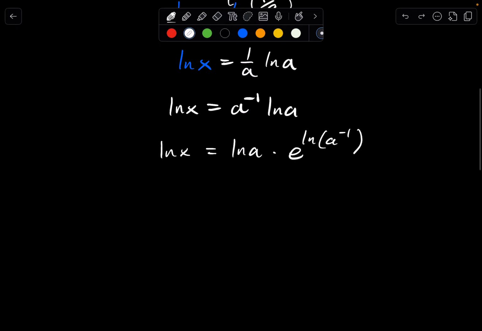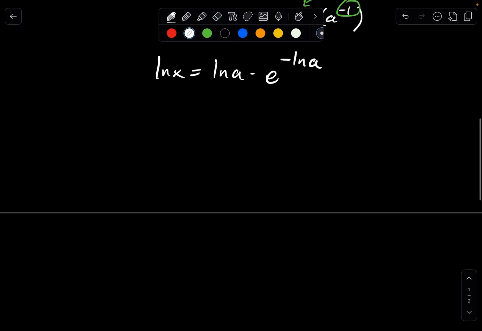And we'll see why we did this in just a sec. These cancel, so it's perfectly equivalent. Now, if you notice, we can bring this exponent down since we have an ln here. So this gives us natural log of x is equal to natural log of a times e to the negative ln of a.